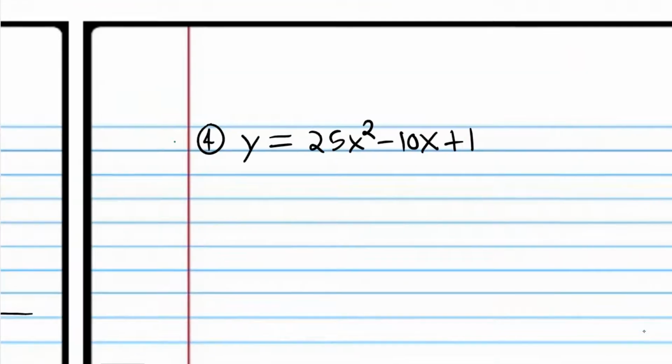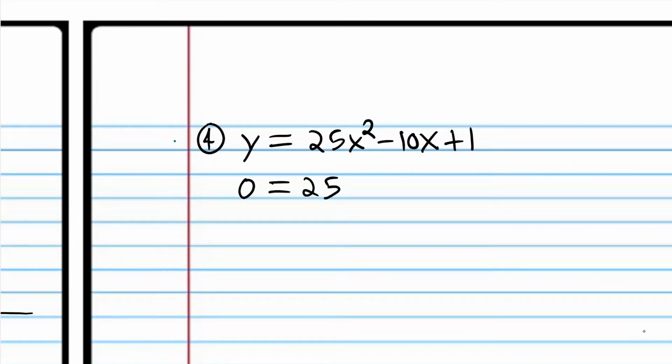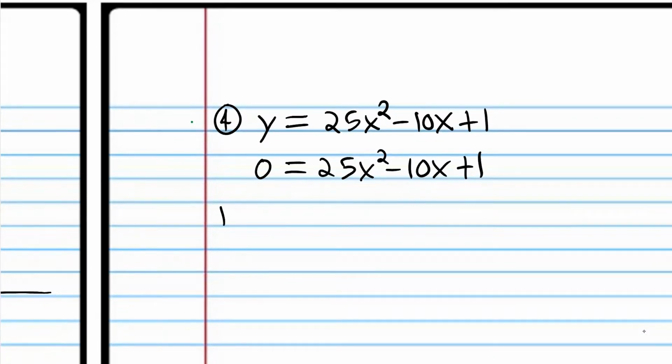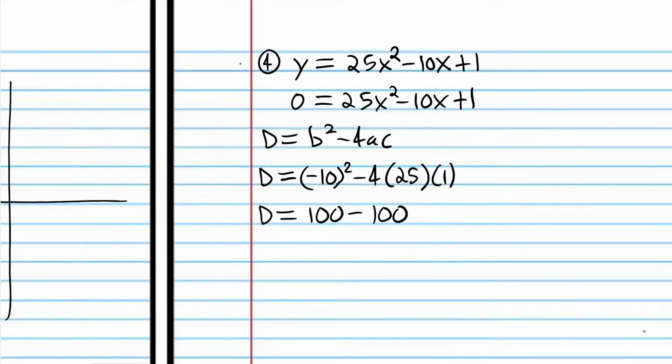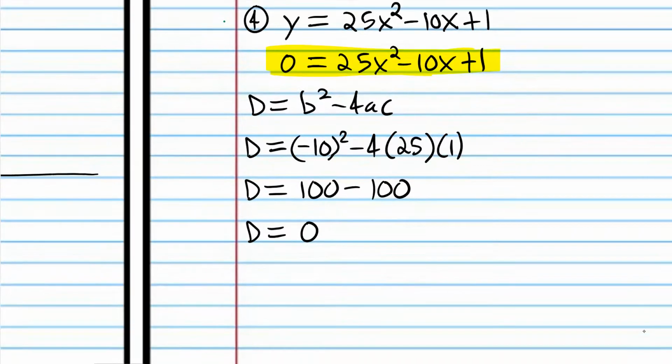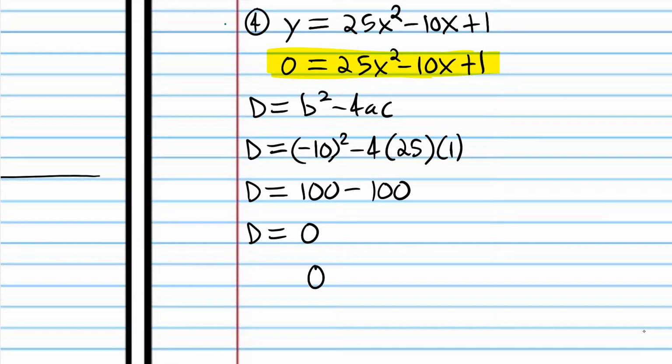All right, we're back. To learn anything about the x-intercepts of the graph of an equation, you let y equal 0, and then you just find the discriminant of that resulting equation. b is negative 10, a is 25, and c is 1. Negative 10 squared is 100, and 4 times 25 times 1 is 100, so the discriminant is 0. So what that means is there's one solution to this equation. The discriminant tells us there's one solution.